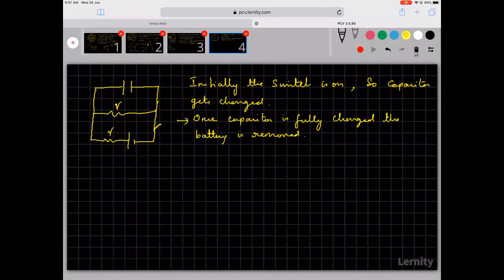Once the capacitor is fully charged, the battery is removed. So now you have taken away this battery. Now the question is, what will be the current in the circuit? What is the current through this resistor? So here you have the concept of discharging of a capacitor.